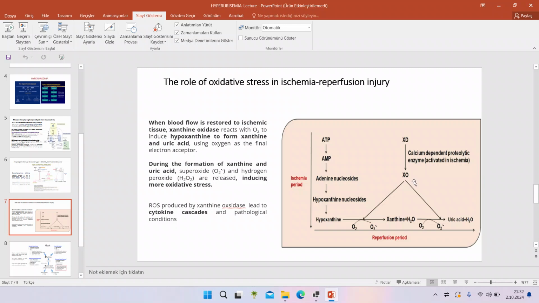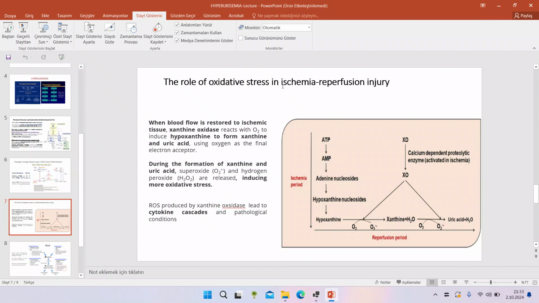is described as an oxidase and transfers one oxygen atom to the purine ring system. In the reperfusion period, oxygen radicals, superoxide ion, and hydrogen peroxide concentrations increase in the cells. Free radicals produced by xanthine oxidase also lead to a cytokine cascade and pathological condition.